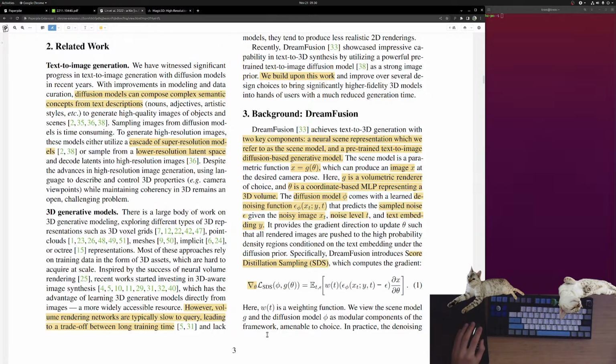And you have w of t, which is a weighting function. So maybe there are some weights for some views of the object and a lower weight for other views of the object. It allows you to tune how much each one matters.